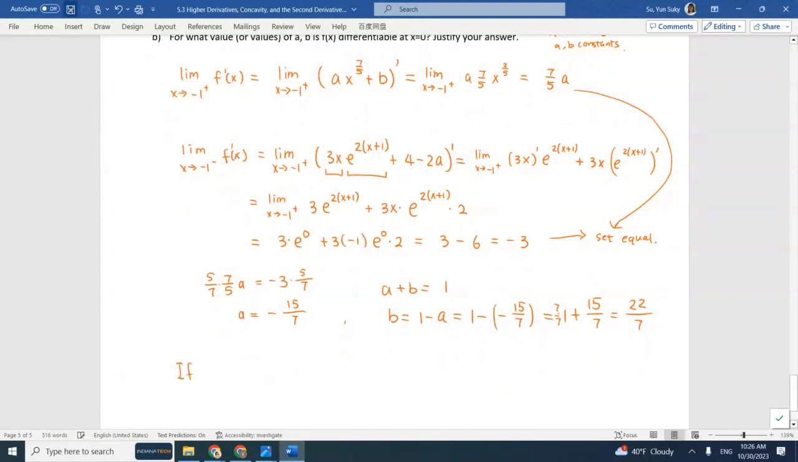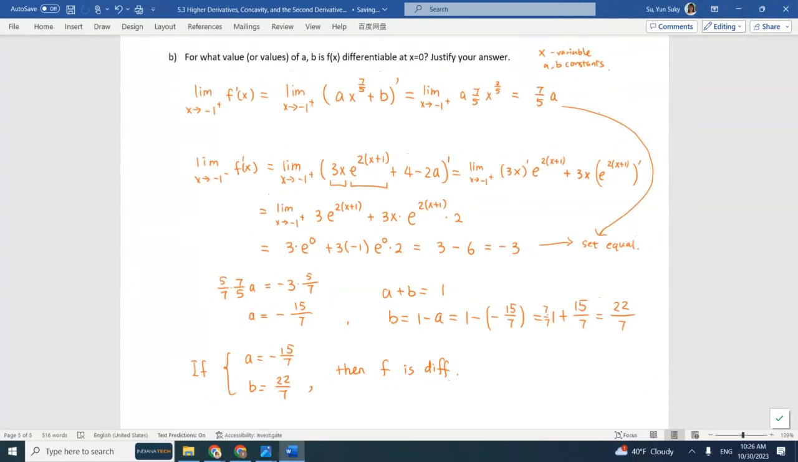So we have found that if A is negative 15 over 7 and B is 22 over 7, then the function is differentiable. So far, so good, everybody? Okay, so we finished this example.